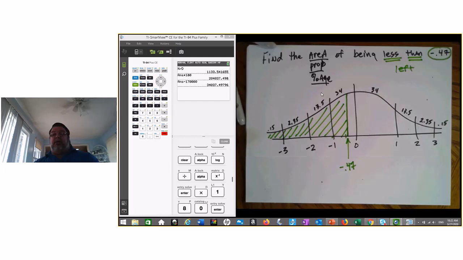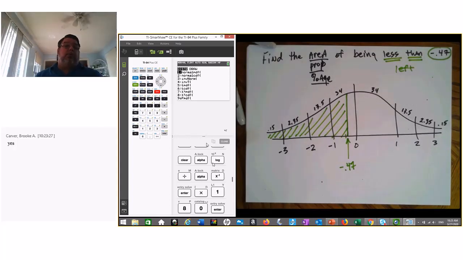Now, luckily, I don't do the tables anymore. Kind of like they phased out the tables in trigonometry. If you look in a trig book, there's tables in the back. Well, when I was in trig, we were making the transition from tables, and they were teaching us how to do it on a calculator. So now I don't even show the tables anymore. So over here, we're going to type in second vars. Did I show y'all how to use the calculator, normal CDF? Yeah, you did. Thank you.